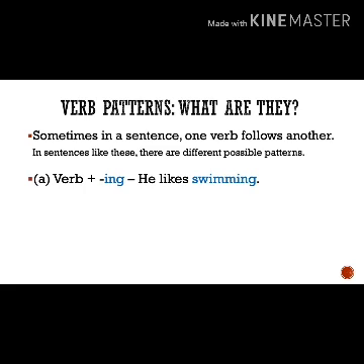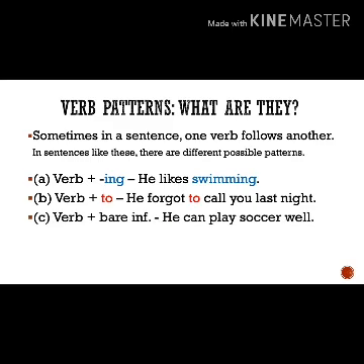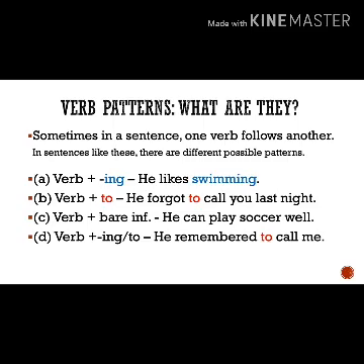A. Verb plus ing verb. He likes swimming, for example. B. Verb plus to verb. He forgot to call you last night. C. Verb plus bare infinitive. He can play soccer well. D. Verb plus ing verb or to. He remembered to call me, or he remembered talking to her.